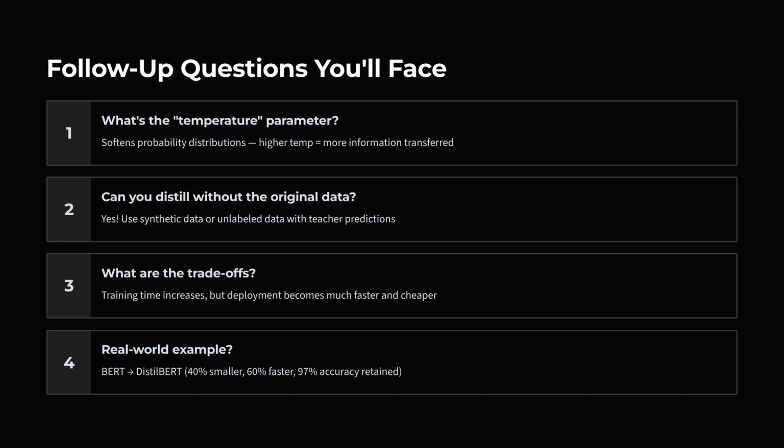Another popular question is whether you can distill without original data. Yes, you can use synthetic or unlabeled data and let the teacher produce predictions. Interviewers like this answer because it shows you understand privacy-sensitive scenarios. They may also ask about trade-offs. The key point is that training becomes slower, but deployment becomes dramatically faster and cheaper. DistilBERT is the classic example. Smaller, quicker, and still strong.